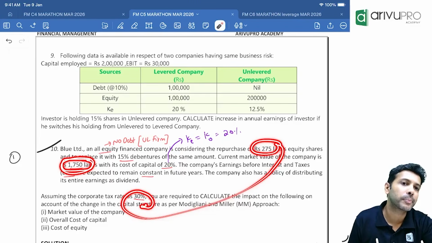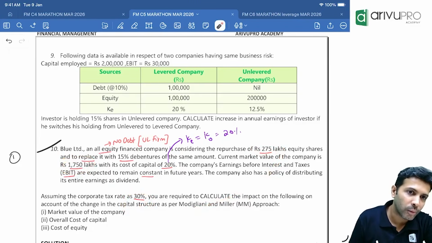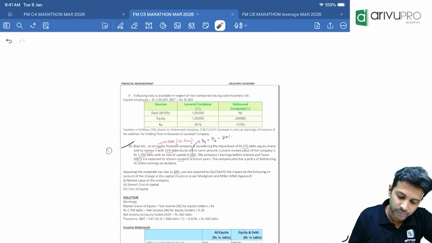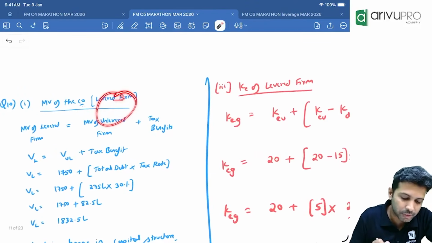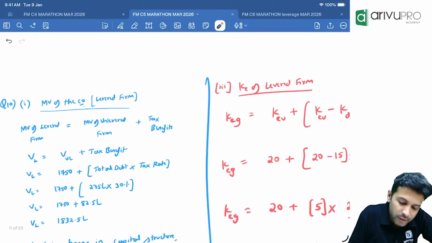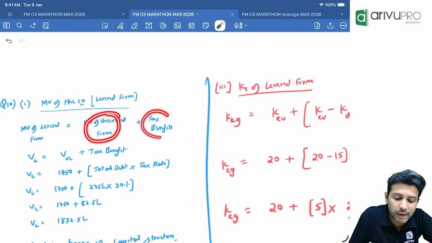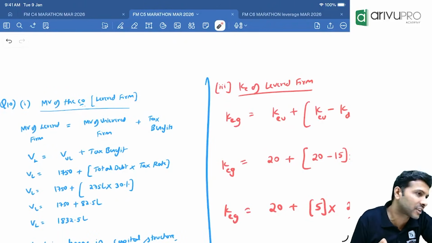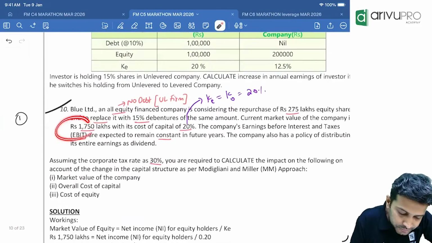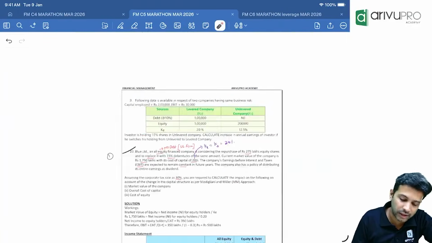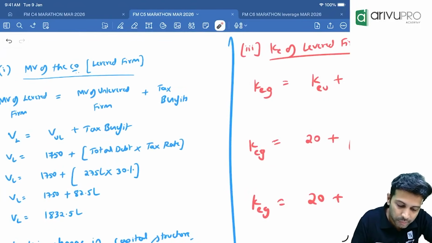So you can easily do the first step. What is the first step, people? Finding out the market value of the levered firm. How do you get the levered firm's market value? Take the unlevered firm's market value and add the tax advantage or tax benefit. Currently, what is the market value of the unlevered firm? 1750 lakhs. So that's your unlevered firm's market value.